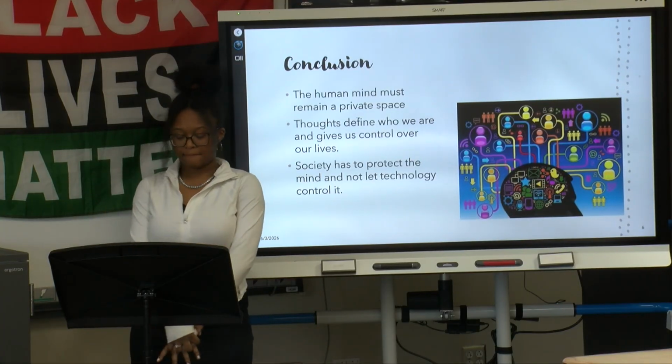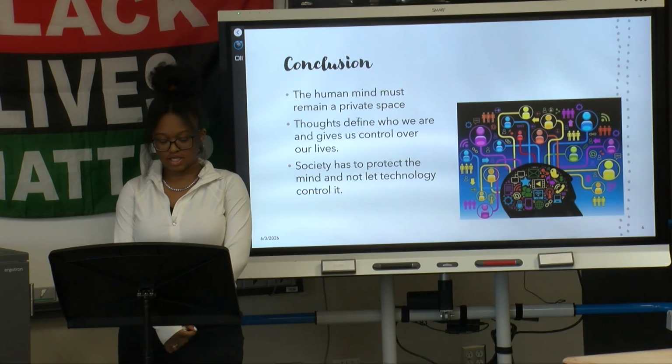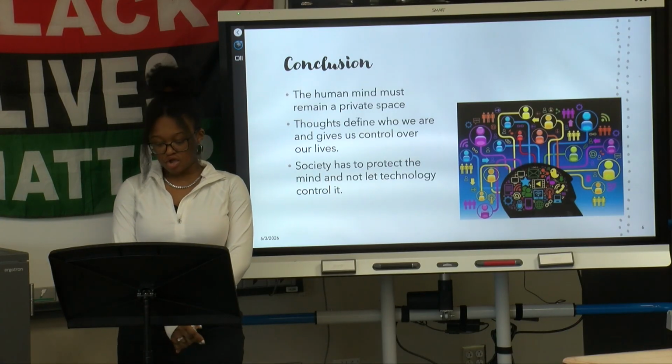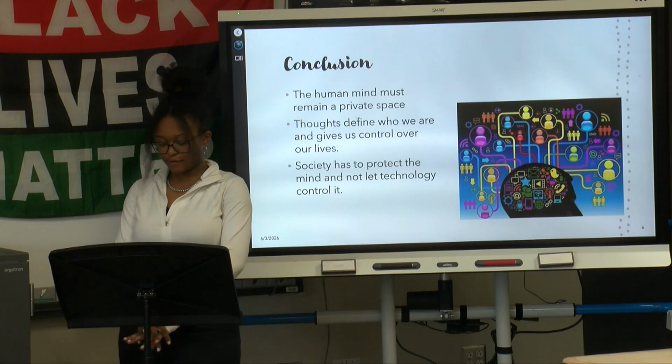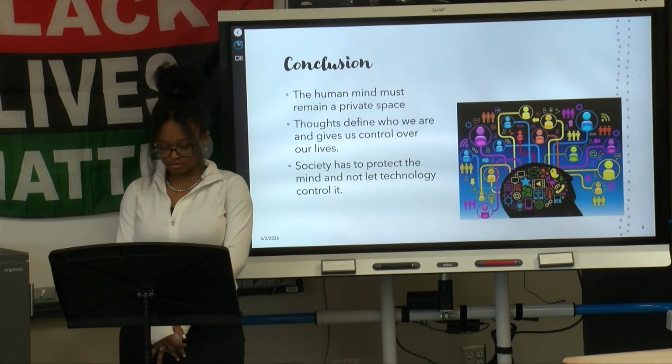In conclusion, mind-reading technology should be developed with extreme caution because it invades people's privacy and harms our basic rights and freedoms. While technology like brain-computer interfaces can offer medical benefits, the risks they pose to mental freedom and human dignity are too great to ignore.